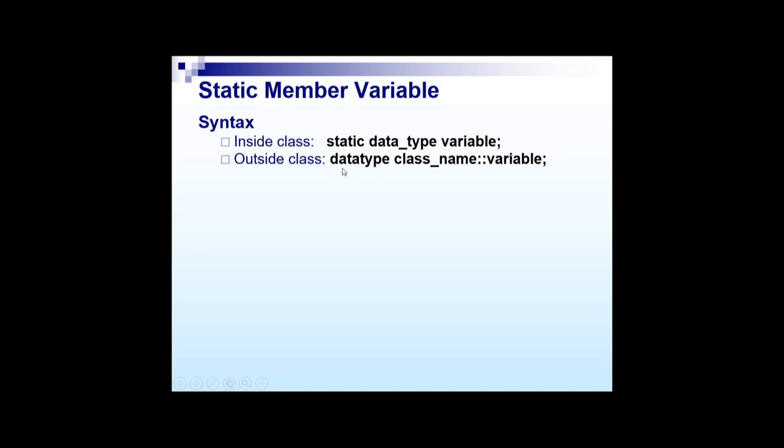Outside class declaration: data type, class name, meaning the class in which you have declared that static member variable, then the scope resolution operator, and then the same variable name which was entered inside the class, and the same data type which was entered inside the class.